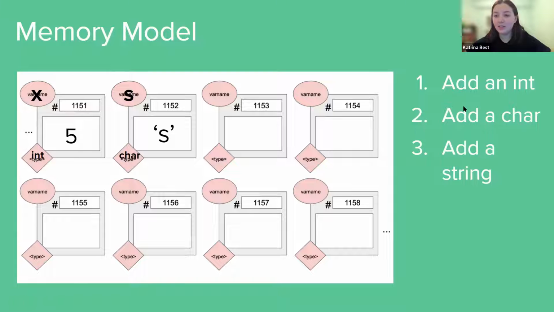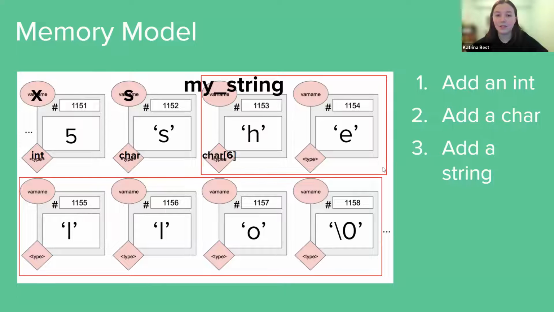Now adding a string, remember that C doesn't actually have a predefined data type called string, so it just becomes an array of characters. So when we actually add this, it's going to take up several different boxes, probably consecutively right beside each other. So in this case, I've got HELLO. It still has the variable name, and the type is now char with the actual array size. And don't forget this last special character at the very end, this \0, that counts as one char or one character.